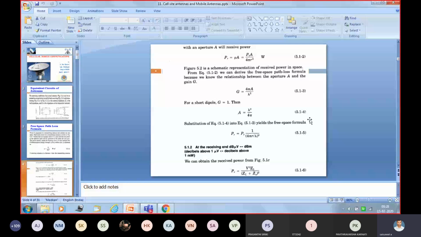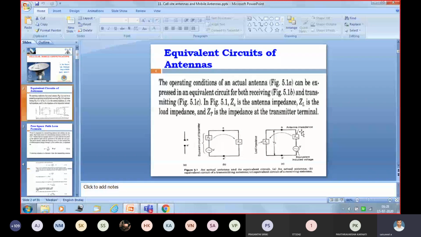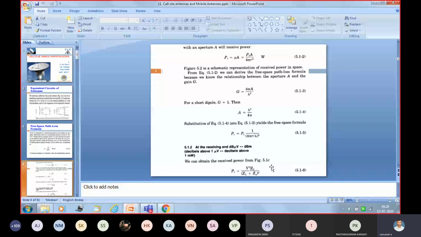But based upon our example, see this figure. What is the receiving power? Here the receiving power depends on the induced voltage V, the antenna impedance, and the load impedance. From this equivalent circuit, the received power is equal to V square ZL by ZL plus ZA whole square. In general, P equals VI, otherwise V square by R. Based upon this equation only, we are getting it like this.